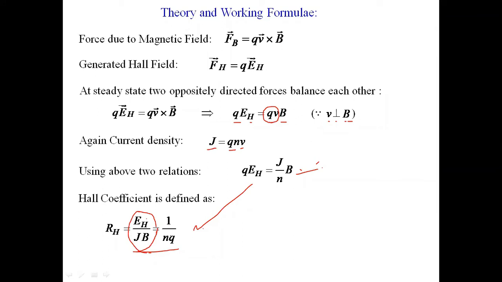So Hall coefficient is nothing but output by inputs. Your Hall coefficient is the Hall field per unit magnetic field per unit current density. That is defined as Hall coefficient. And from this formula, we get that Hall coefficient is nothing but 1 by NQ.